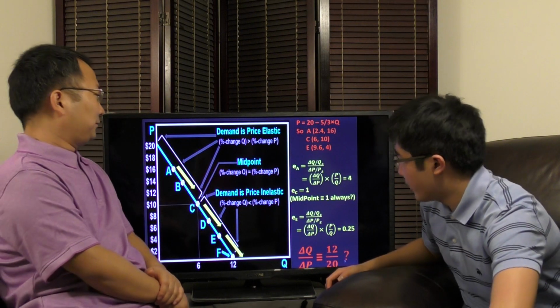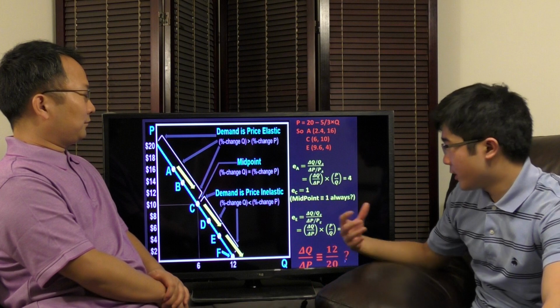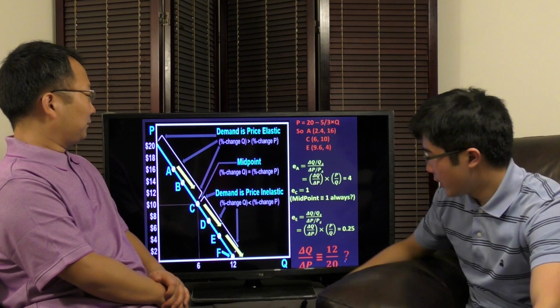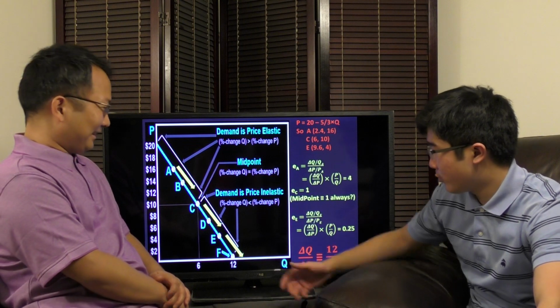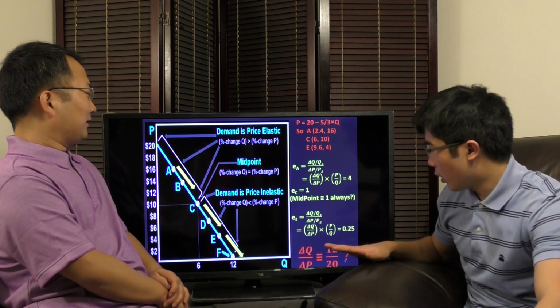As you can probably infer, in the bottom half below the midpoint, demand is always relatively inelastic. Delta Q over delta P times P over Q at a certain price and quantity demanded, say at point E, is always 0.25, lower than 1.